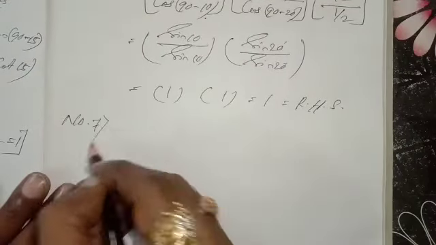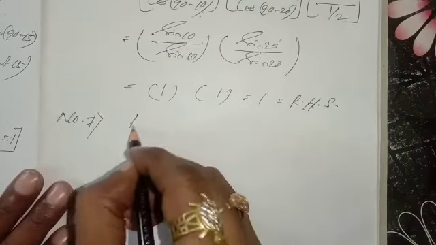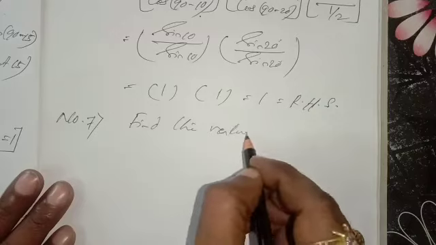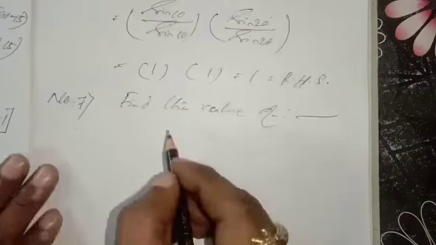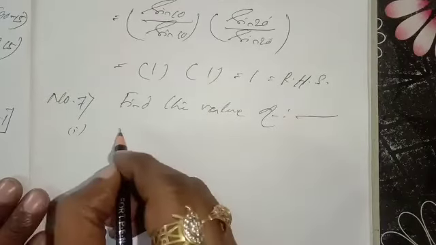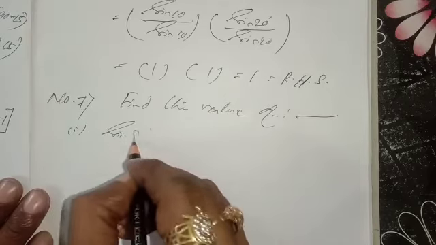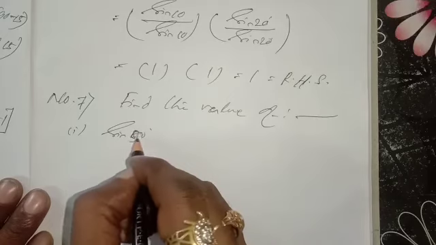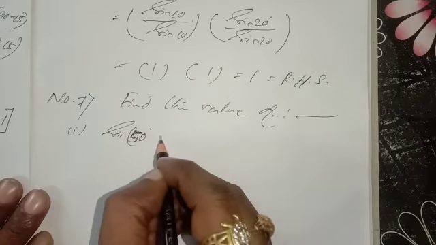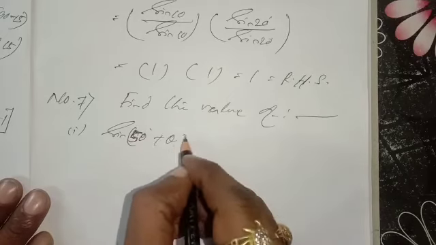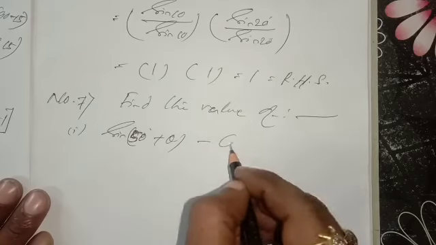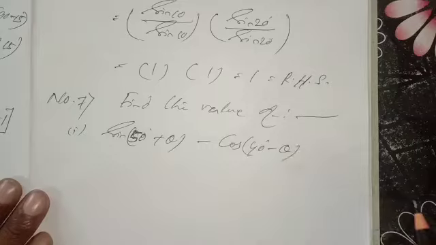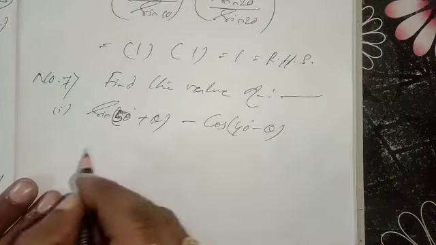Number 7 question given: find the value of. The first part of the question is given like this: sin 50 degree plus theta minus cos 40 degree minus theta. This is the question you have to evaluate.